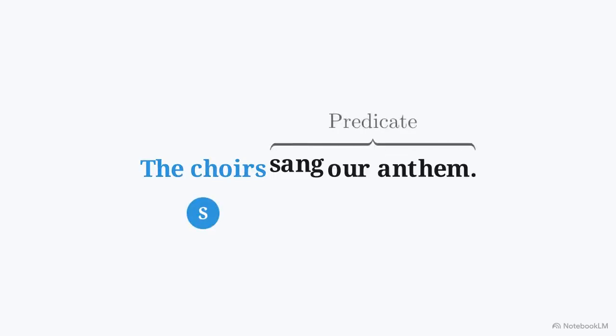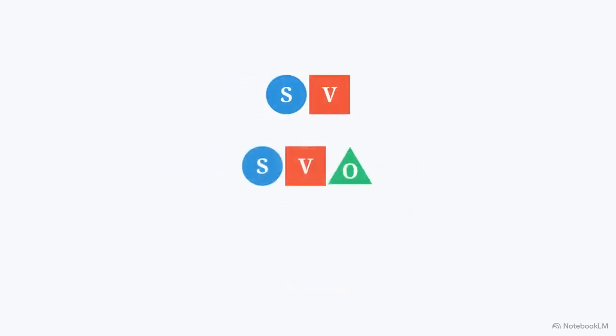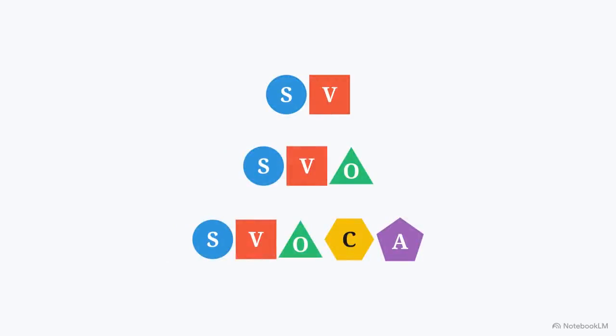The choirs is the subject performing the action. Sang our anthem is the predicate. Since sang is the verb, and our anthem is the single object receiving that action, we have an SVO pattern. Mastering these elemental patterns provides a consistent structural framework. You can use these combinations to construct varied sentences rather than relying on the same repetitive structures.